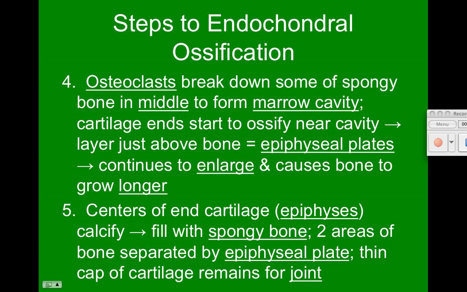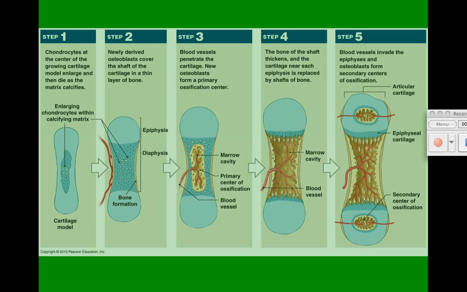Now, in the epiphyses, the centers start to calcify and fill with spongy bone. So we end up, in the end, with two areas of bone separated by an epiphyseal plate, and a thin cap of cartilage remains for the joint.